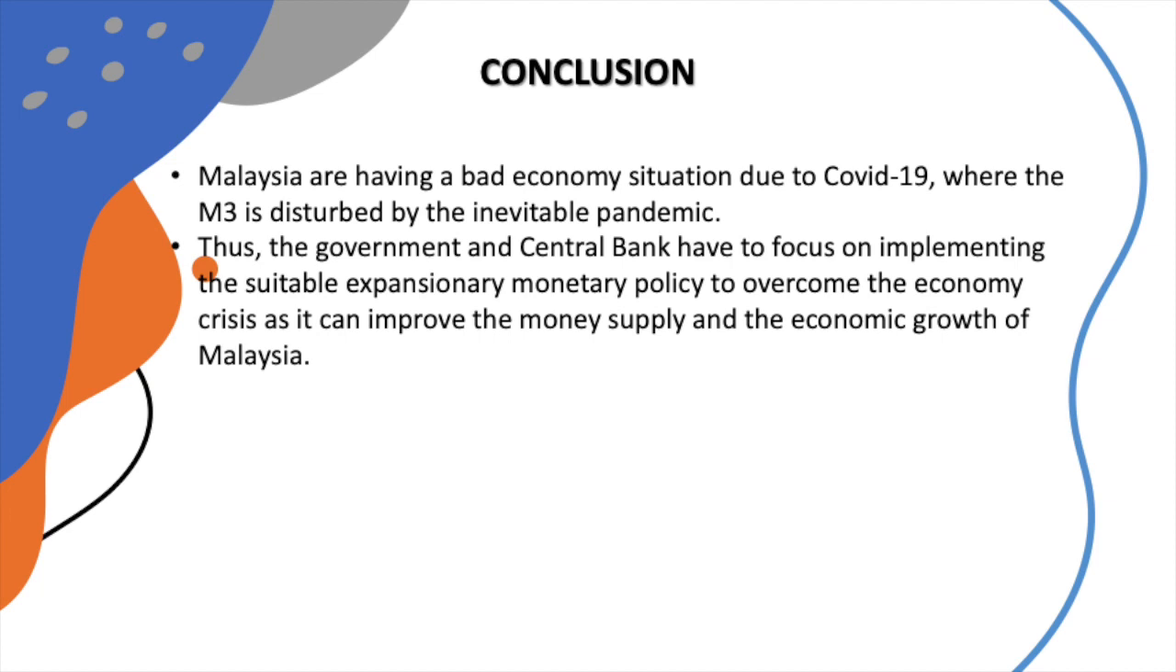To conclude, Malaysia is having a bad economic situation due to COVID-19, where the M3 is disturbed by the inevitable pandemic. Thus, the government and central bank have to focus on implementing the suitable expansionary monetary policy to overcome the economic crisis, as it can improve the money supply and the economic growth of Malaysia.